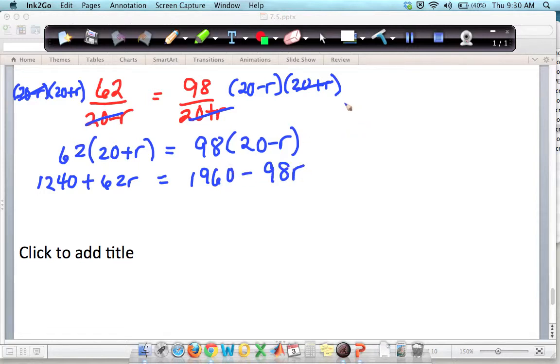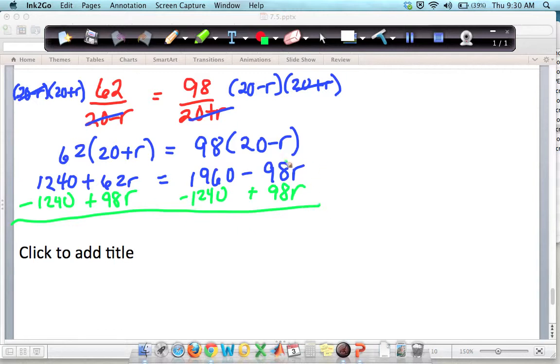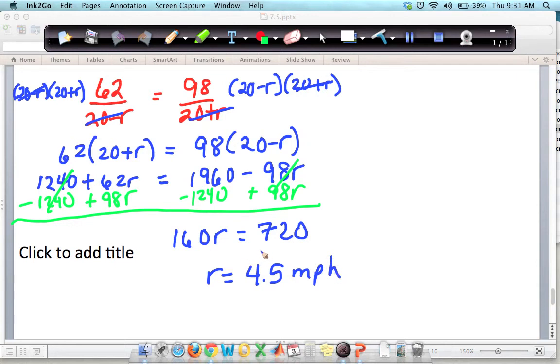Okay, we now want to combine our like terms, so I'm going to add 98r to both sides, and at the same time subtract 1240 from both sides. The 98r's will cancel, the 1240's will cancel, and when you do that, you're left with 160r equals 720. Divide both sides by 160 and you get 4.5 miles per hour. So the rate of the current is 4.5 miles per hour.